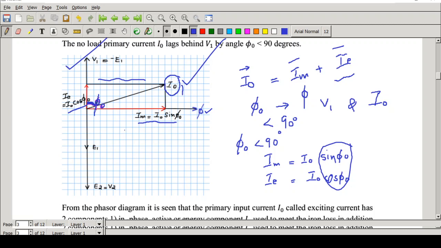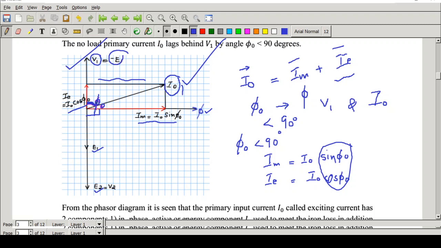Then you have to say that the second point is that both E1 and E2 lag behind this flux by 90 degrees. That is the second point. The third point is that V1 opposes the induced EMF E1. That is why the vector V1 is drawn opposite to E1. That you have to explain.